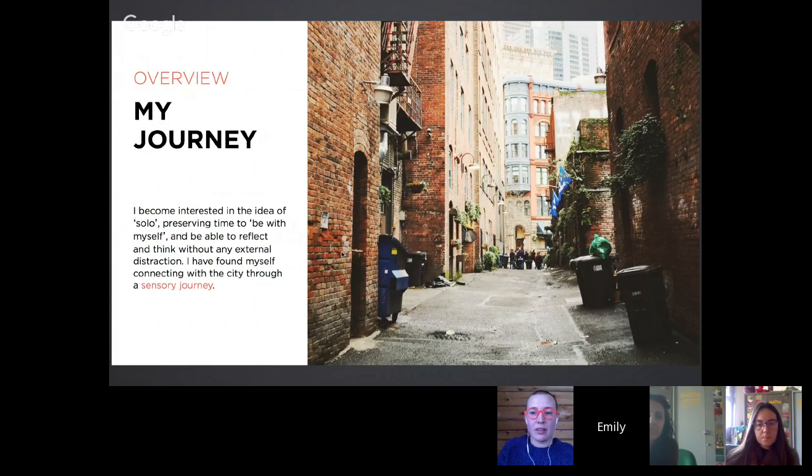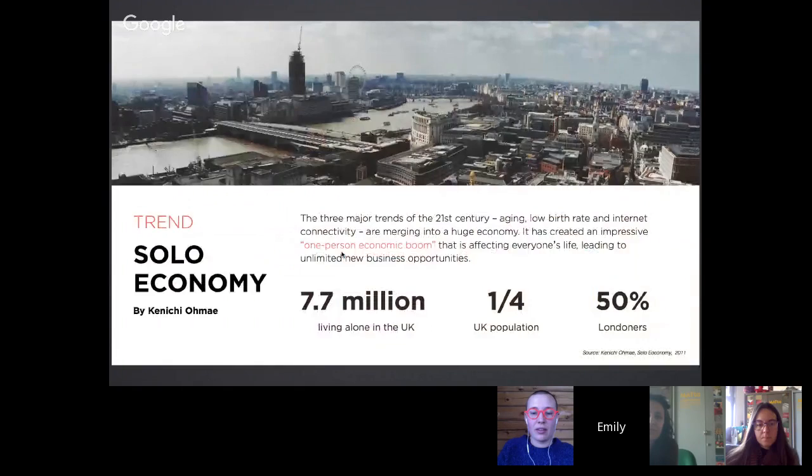So from a society's perspective, single households are rising. According to the Office for National Statistics, 1/4 of the population in the UK lives alone, and that's more than half of the Londoners living by themselves. Solitary is no longer perceived as atypical, but has become a common phenomenon.